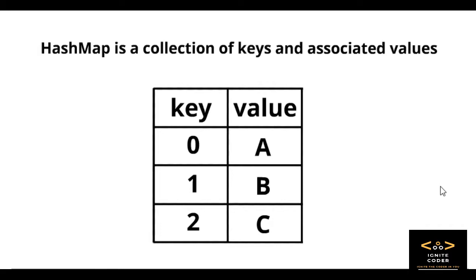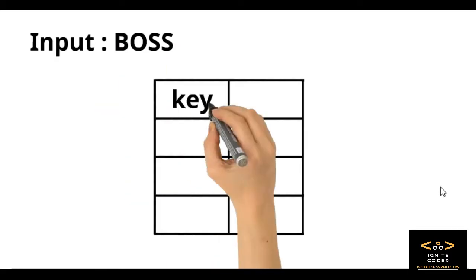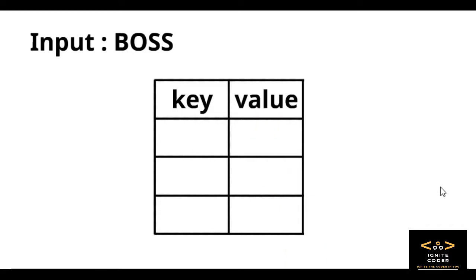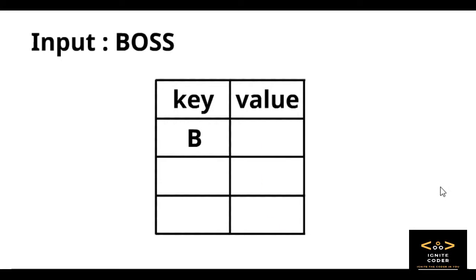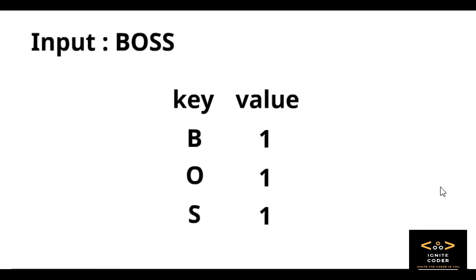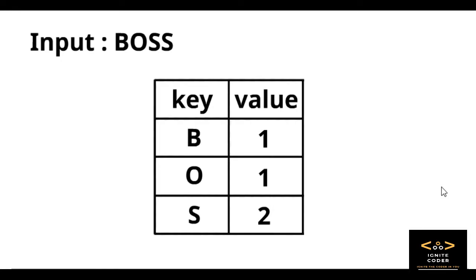For our problem, let's take an input boss. For input boss, B and O are repeated only once, but S is repeated twice. So in our approach, we take each character and check if it already exists in our hash map. If it already exists in the hash map, we simply increment the value by 1. So first, we'll compare B. It's not in the hash map, so we assign value 1. Same for the O, same for the S. But the second time, when the S is already in the hash map, we increment the hash map value to 2.